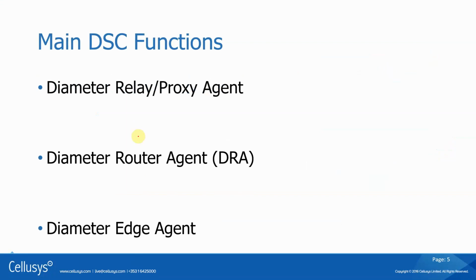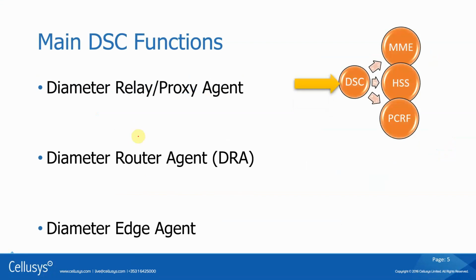Okay, so let's take a look at what the main DSC functions are and what you're going to hear about as you go discussing them. If you start looking at the standards, you're going to hear about the relay or proxy agent. Well, this is just table stakes, frankly. A message comes into the DSC. It's going to route it to an MME, an HSS, or one of the HSSs to a PCRF, and that's the table stakes. This is what it does, its main raison d'etre.